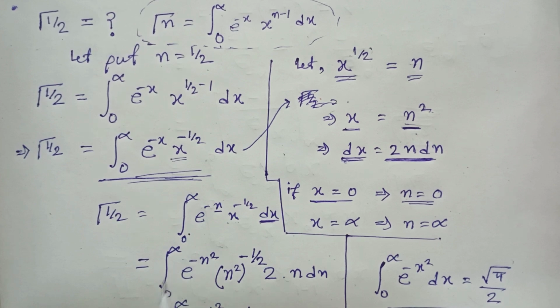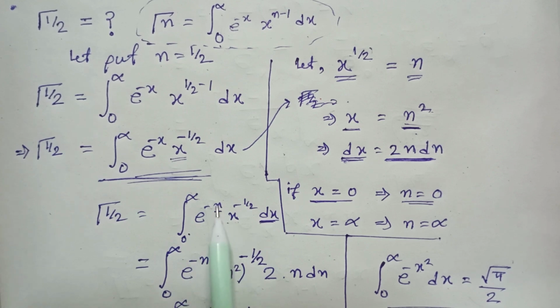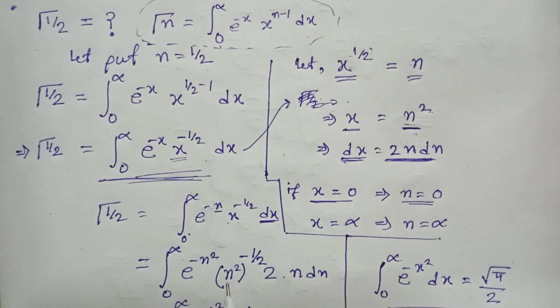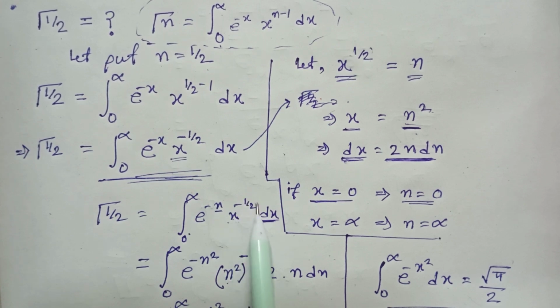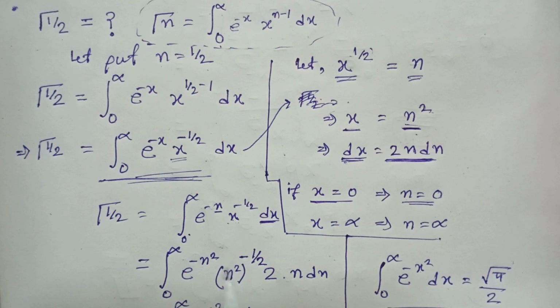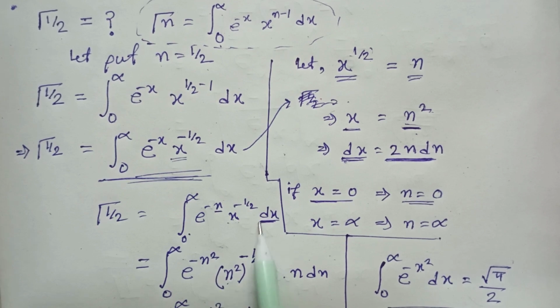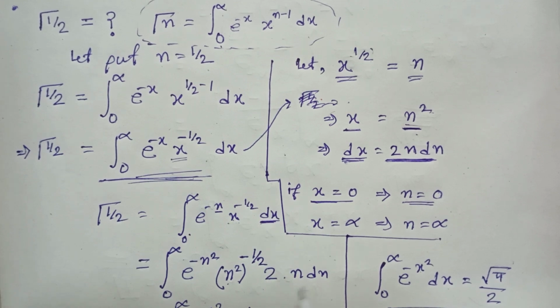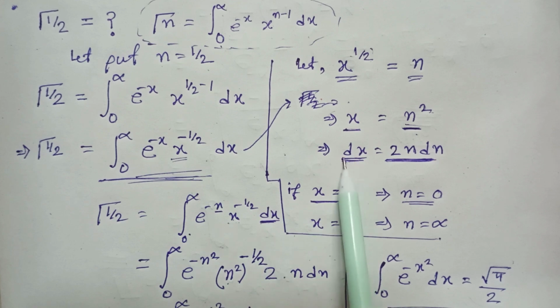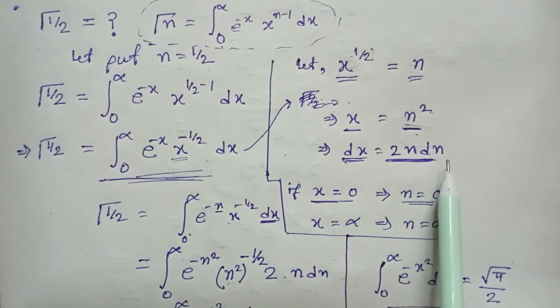The integration is the same with limit 0 to infinity, and here we have e to the power minus n square, because we substituted the value of x with n square. Where it was x to the power minus 1 by 2, we have put n square whole to the power minus 1 by 2, and we have replaced dx with 2 into n into dn, because we have seen that dx equals 2 into n into dn.